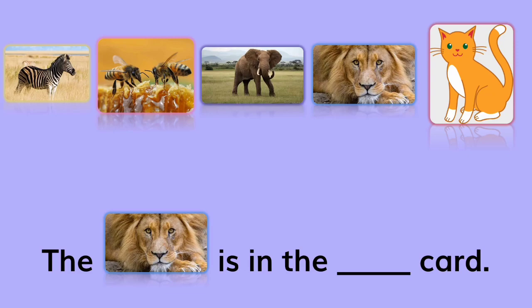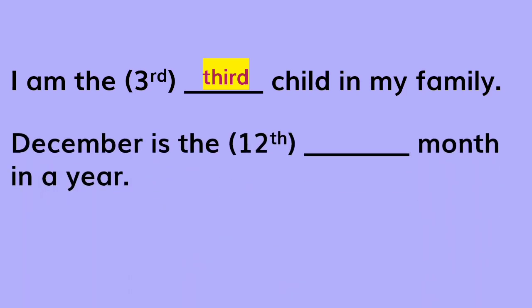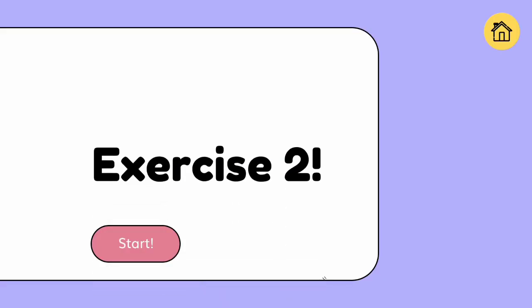The lion is in the cart. Ada di urutan keberapa singanya? Keempat, fourth. The lion is in the fourth cart. I am the third child in my family. December is the 12th month in a year. This is the first time we are playing Kuda Bisik.